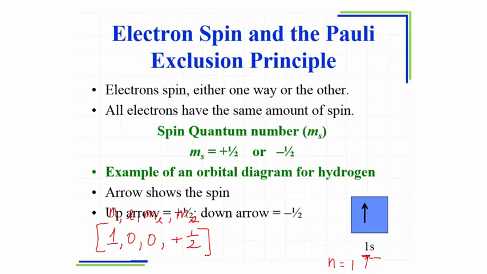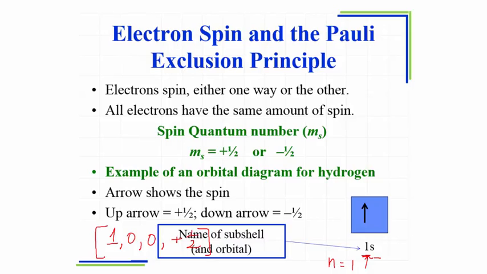And as I said, the up arrow is a spin of a plus 1/2, and the down arrow is a spin of a minus 1/2. Don't forget that the name of a subshell and the name of the orbital is the same, so we're in the 1s subshell, and it has one orbital. I'm drawing that orbital with a box, and the name of that orbital is 1s.